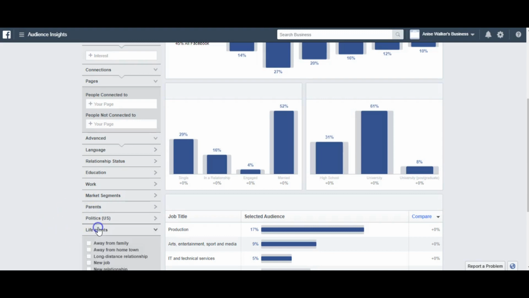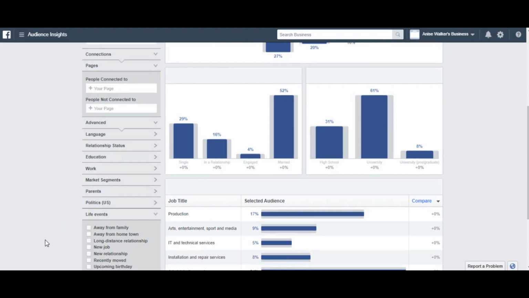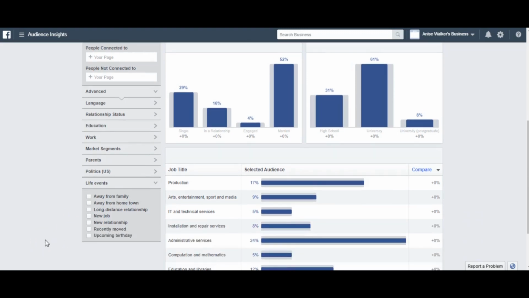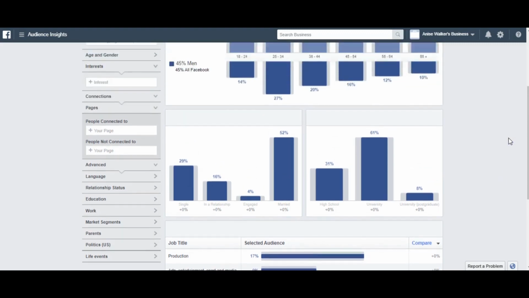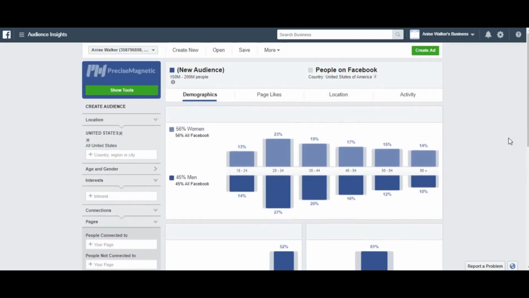You can look at life events, so away from family, where people live, where they're located, are they in a new relationship? Is that stated on Facebook? People give Facebook a lot of information, therefore you can utilize it when you want to build out an advertising campaign in your Facebook manager for your business to make those extra dollars that you are so needing. So here we go down to the new audience.